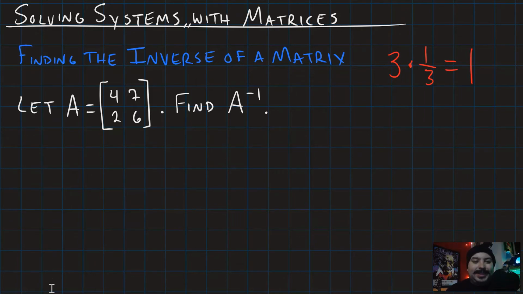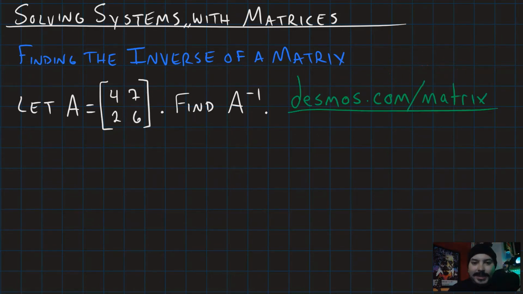Let's try to find the inverse of matrix A here, which is equal to 4, 7, 2, and 6. Now, there are different methods to finding the inverse, but for our purposes in this Algebra 2 series, we're going to be using desmos.com/matrix to help us find the inverse. So let's go over there and see how this works.